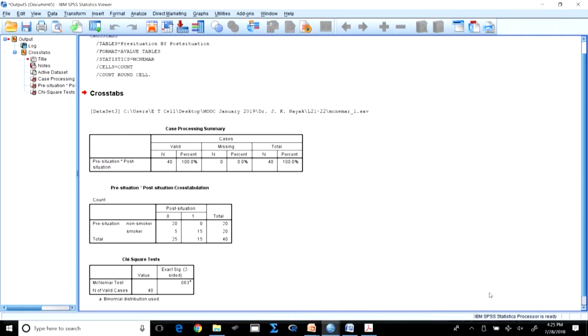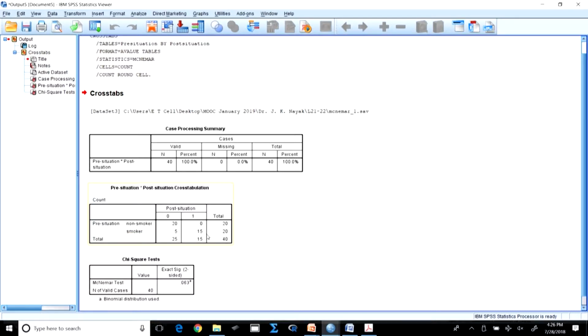If you go to the output, we will see the pre-situation versus post-situation: there are 40 sample respondents and no missing value. Non-smokers who remained non-smokers were 20, non-smokers who became smokers 0. So no non-smoker has become a smoker, smokers who became non-smokers are 5, and smokers who remained smokers are 15. So is this data telling us some significant change?